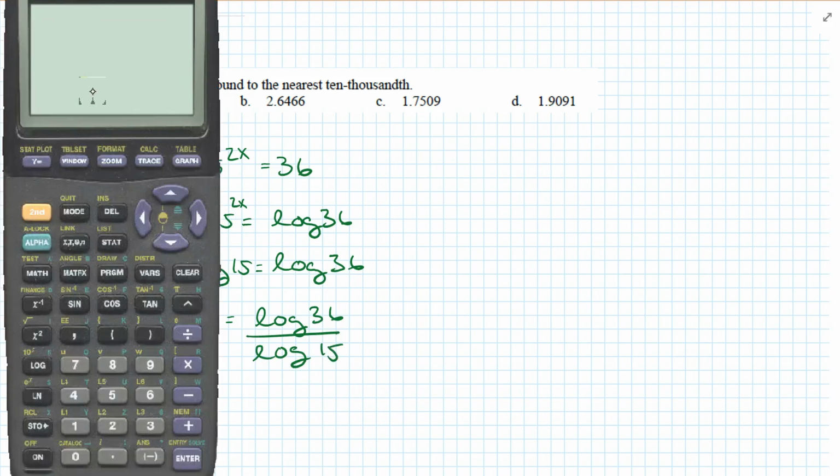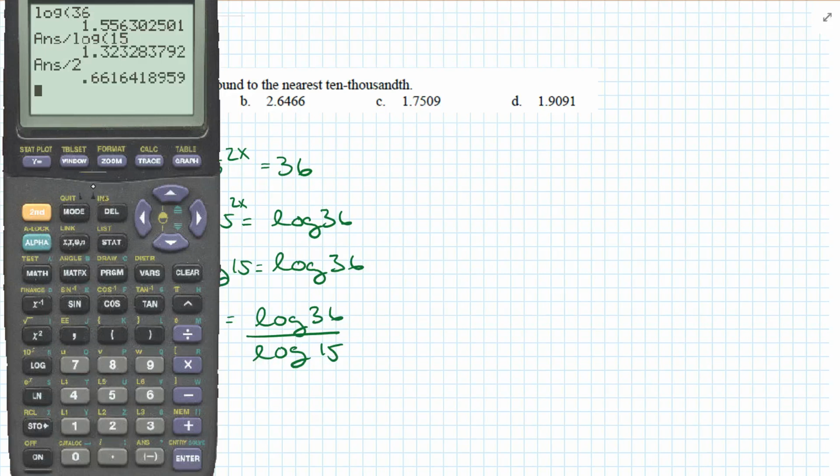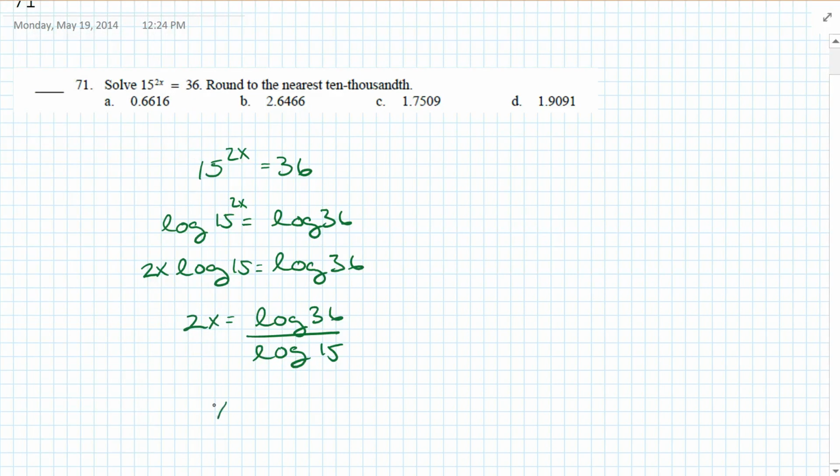So let's do that. Let's go log of 36, enter, divided by log of 15, enter, and then divide that by 2. So x is going to equal 0.6616. Let's check our calculator. Yep. So the answer is A.